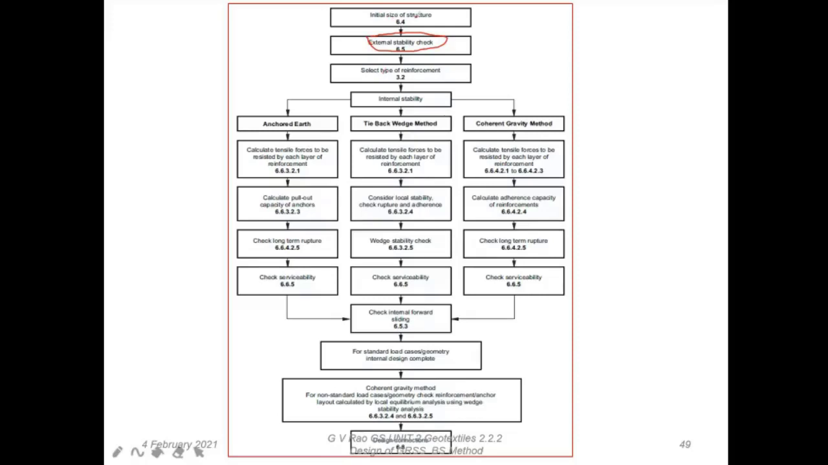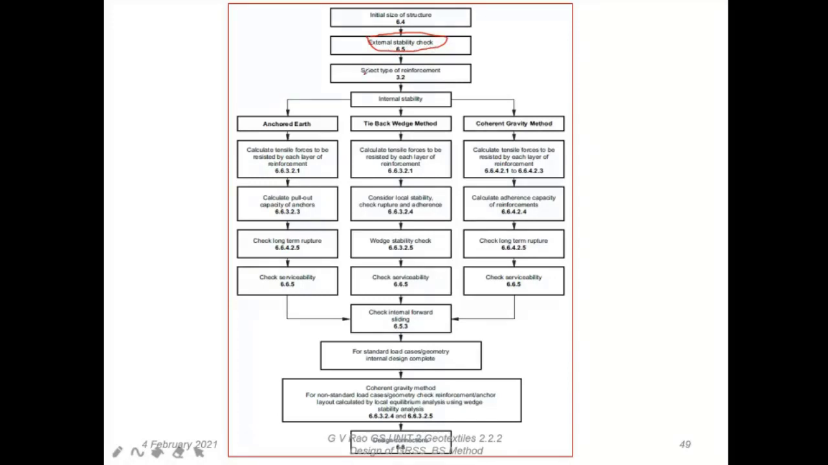Remember, for sizing, we are not bothered with anything else. We are bothered with total structure only. What is the length and height and everything else we are going to see. And then, getting the size of the mass, which is what we call a reinforced soil mass, we are going to have the extensibility check now.